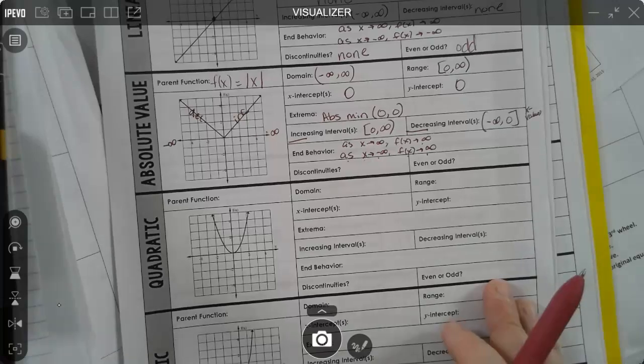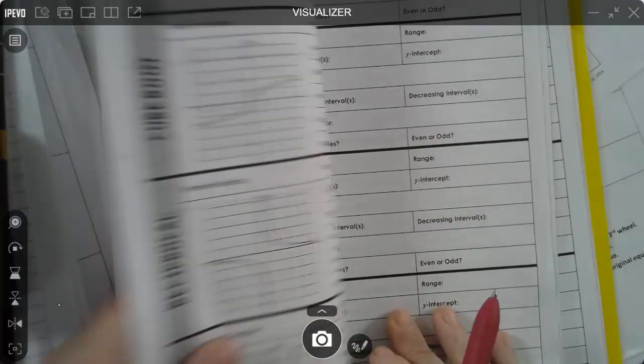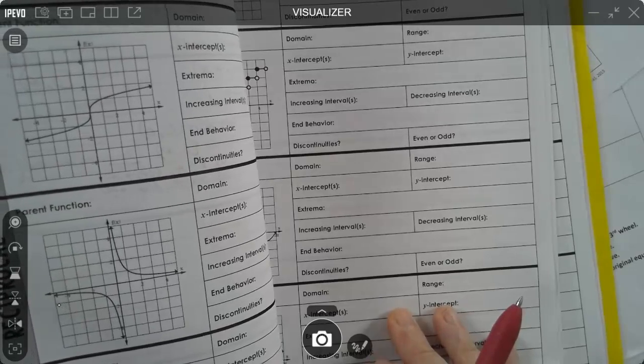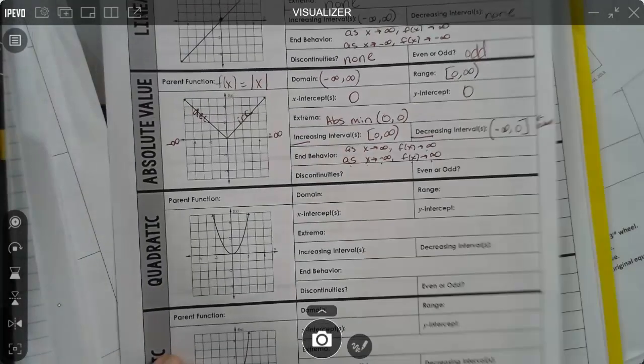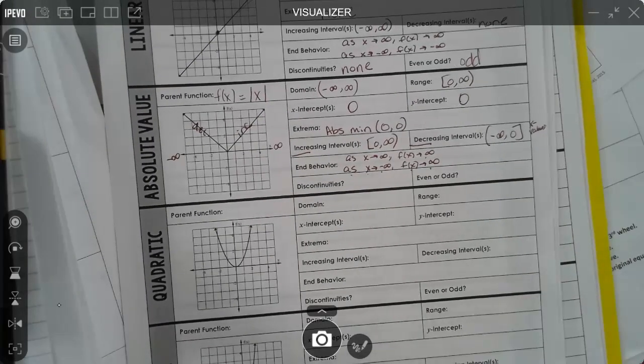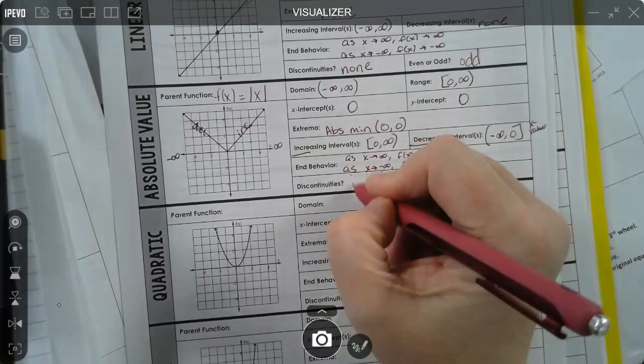Not on this one, no. You only use that whenever there's another arrow on the graph. Like, if you flip over to the back and you look at the reciprocal one, that one you would. All right, discontinuities. Can you draw it without lifting up your pencil? Yeah, I could trace one here, never have to. So none.